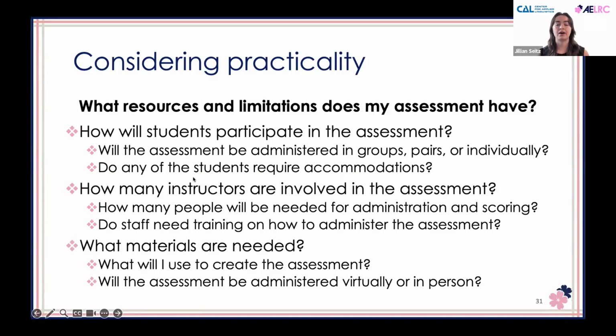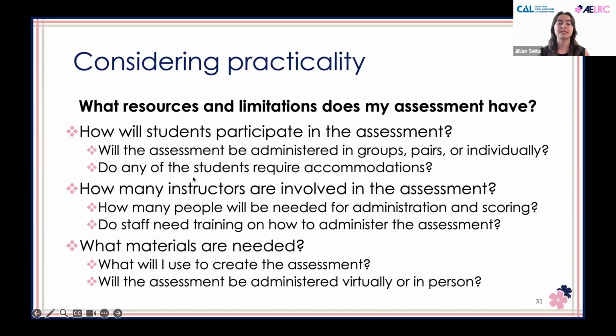You'll also want to think about how many students are going to participate in the assessment. Will they work in groups, as pairs, or individually? And are there going to be any student accommodations to prepare for? How many instructors are going to be needed for administration and scoring? Are they going to require special training to do so? That's also something you want to prepare for.